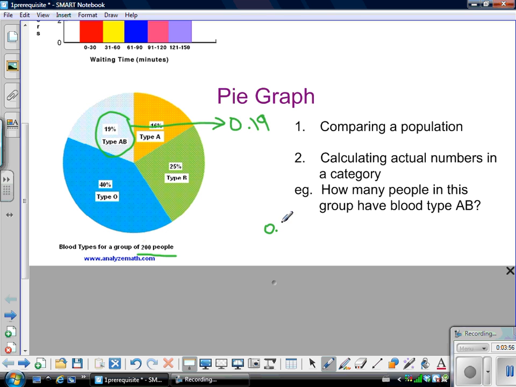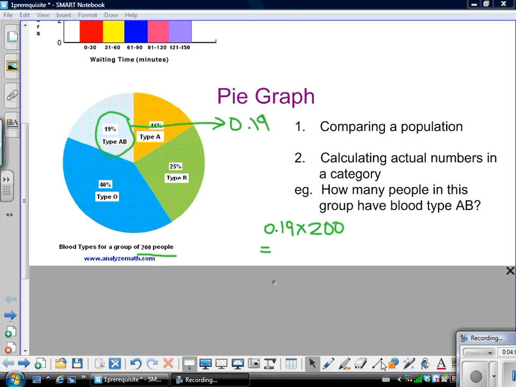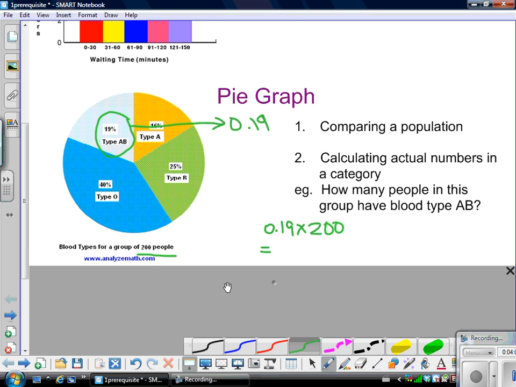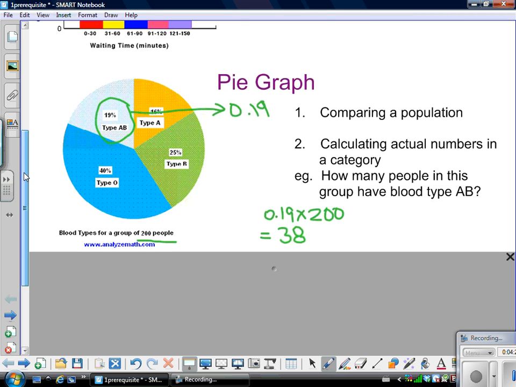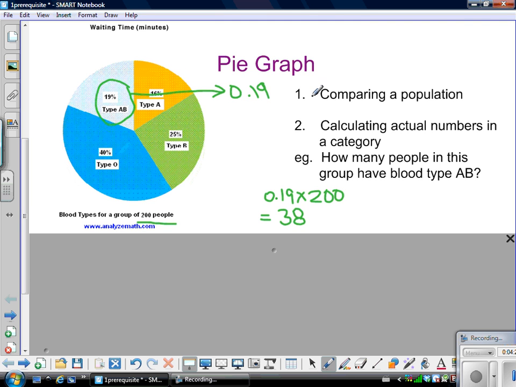So if I do that here, and just hold on a second, we take out our calculator, and we end up with 38. So we would expect that out of 200 people, 38 of them would have type AB blood. And we could do the same for the other ones if we really wanted to. Okay, so a pie graph, very good at comparing a population, in other words, comparing a whole.